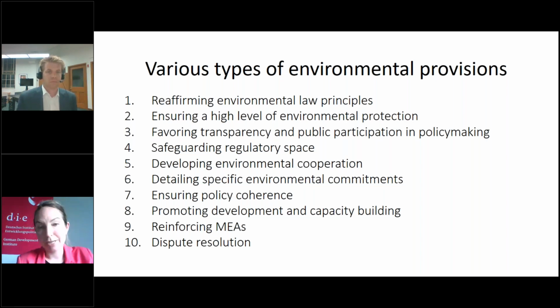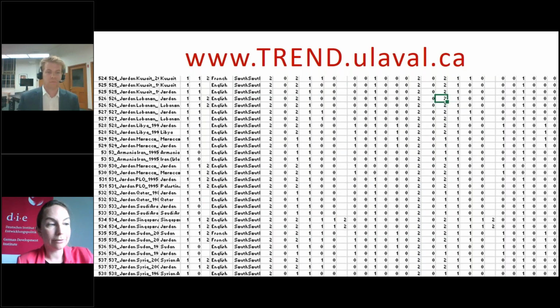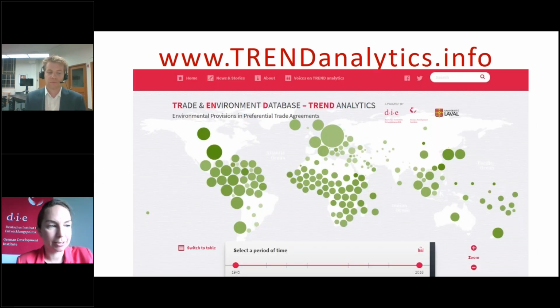TREND, this Trade and Environment Database, is freely available on the website of the University of Laval. And you can check it out there, as you can see in the slide. But to make sure that this data is not only accessible to researchers in an Excel file like this, but to a broader public, including policymakers, civil society, the private sector, and the media, Jean-Frédéric Morin teamed up with us from the German Development Institute to conduct research and also to visualize the fine-grained data provided by TREND.